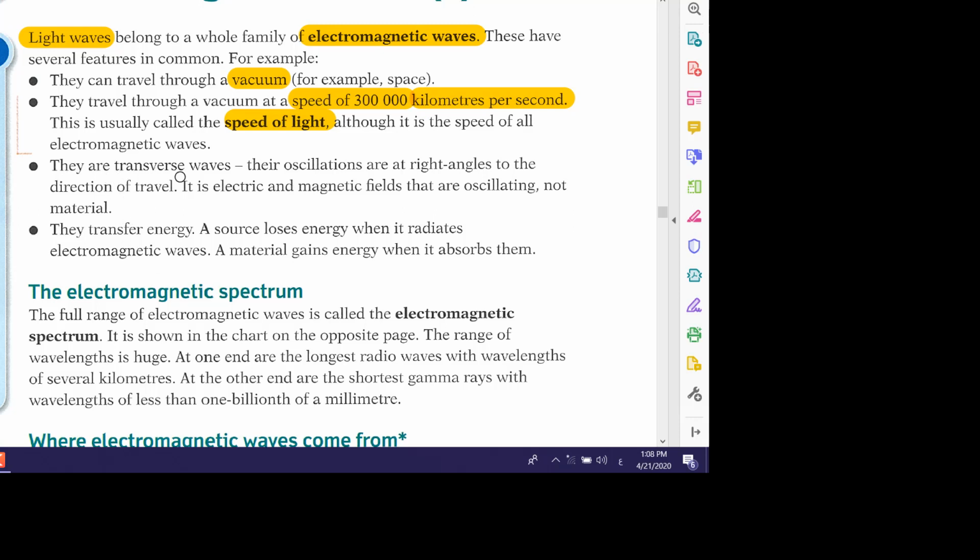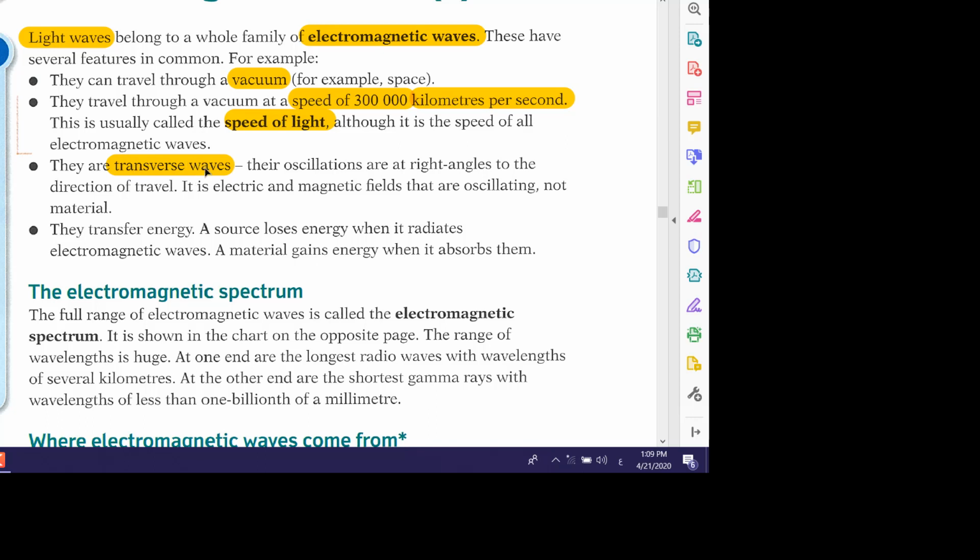Then they are transverse waves. In Unit 6, when we talked about waves, we said we have two main types of waves, transverse and longitudinal waves. So the electromagnetic waves are an example of what? They are an example of transverse waves.